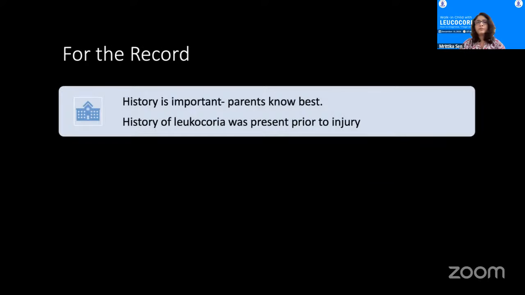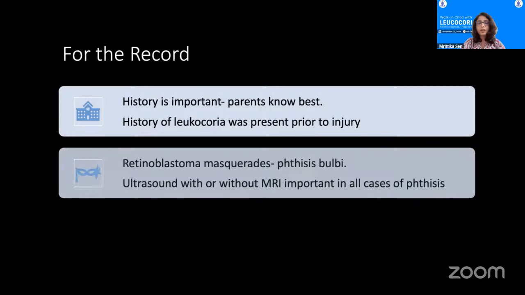Now, what I want to emphasize here is that it's important to go about with the history again, if required, and the parents know best. So ask leading questions to the parents, ask them for photographs even, before planning any sort of intervention for the child.